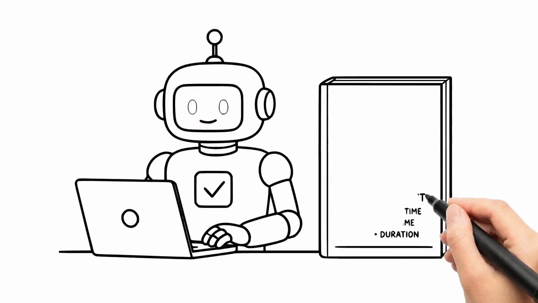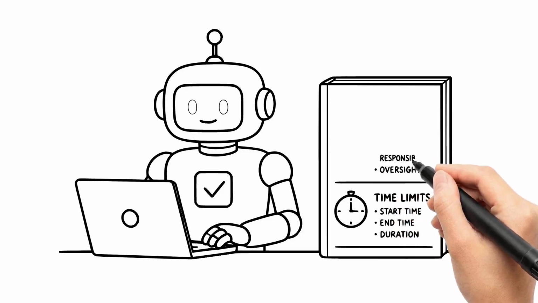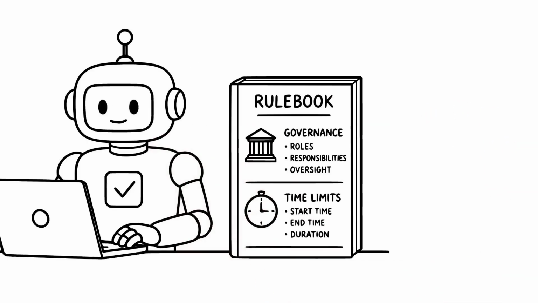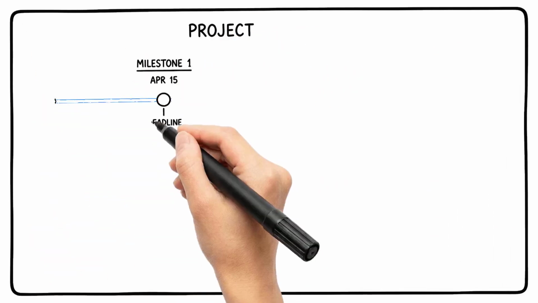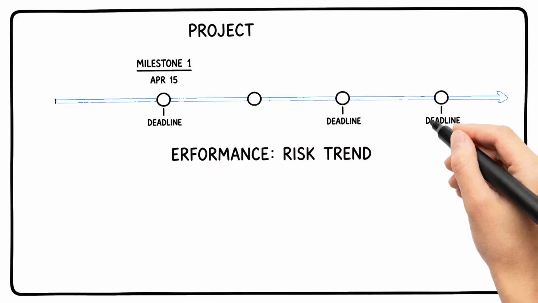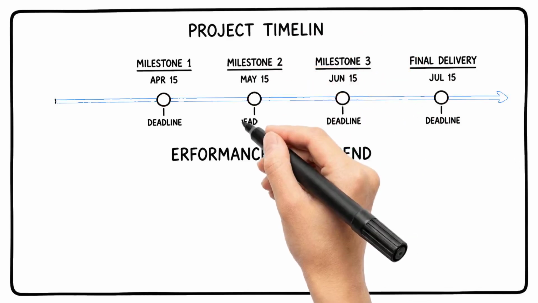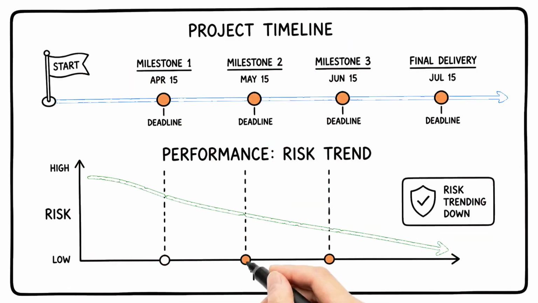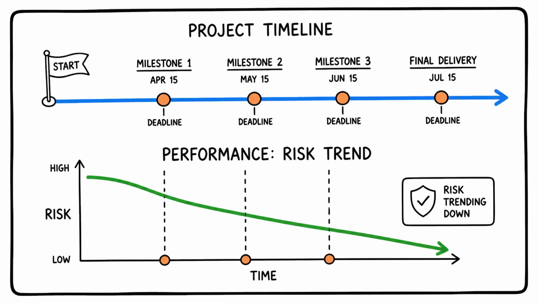Policies define timelines for remediation. For example, critical issues might need fixing within 7 days. High issues might get 14 days. Deadlines keep the process disciplined. Metrics track performance against targets. If teams meet SLAs consistently, risk levels drop.